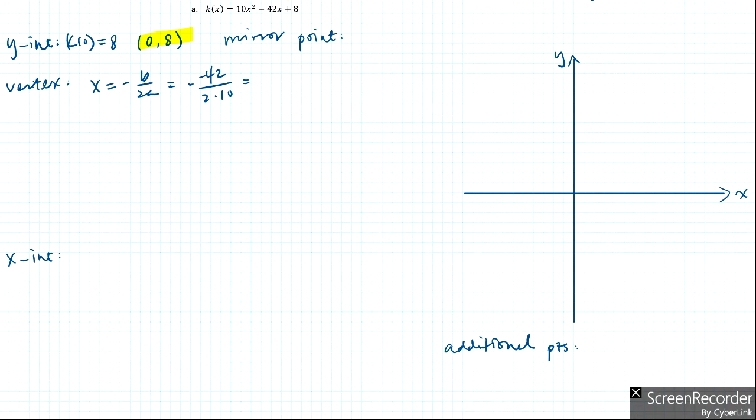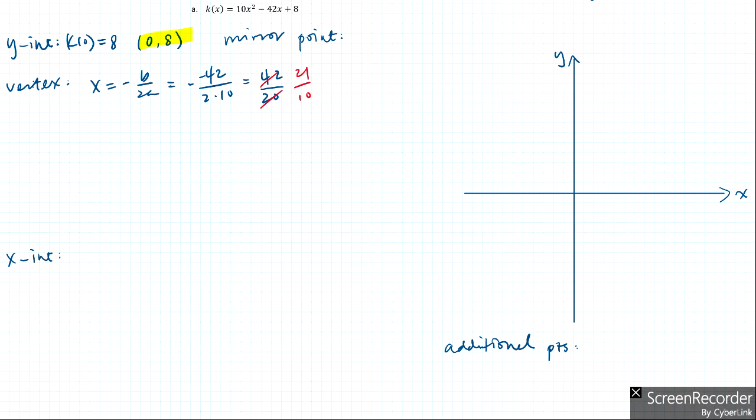And altogether, we would get 42 over 20. This can be reduced. You can reduce it even before you multiply 2 and 10 together as well. Here they share a factor of 2, so 21 and 10 over here. So the final answer will be x equals 21 over 10, being the x-coordinate for the vertex.